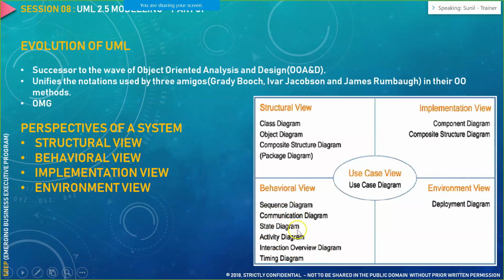The behavioral view would have these six categories of UML diagram, and the environmental view would have this one particular category of UML diagram. And the only solution to model these views is with the help of your UML or use case diagram.